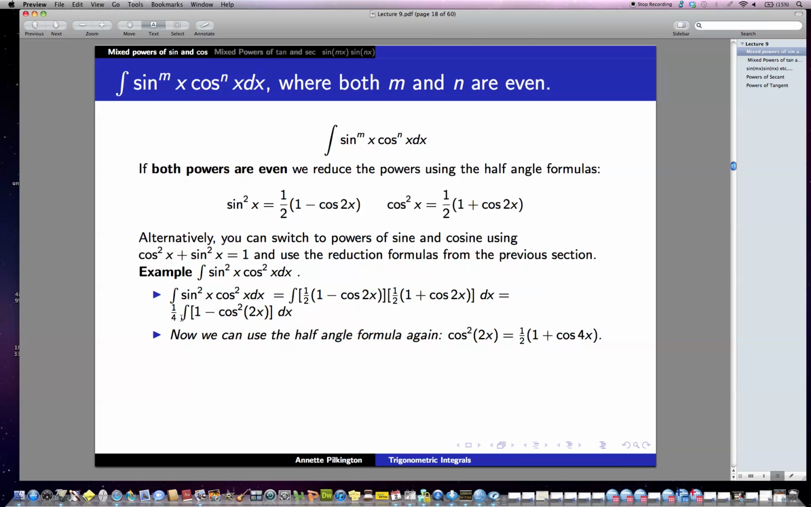And now this is the integral of 1, which is easy, minus the integral of cosine squared 2x, and I have to apply the half-angle formula again to integrate cosine squared 2x. Now in this case, cosine squared of x is 1/2 times 1 plus cosine 2x, so cosine squared 2x is 1/2 times 1 plus cosine 4x.